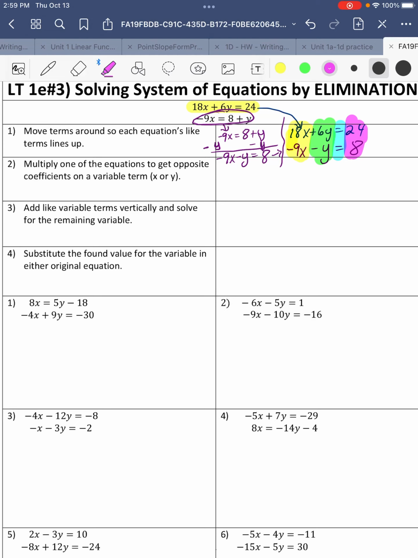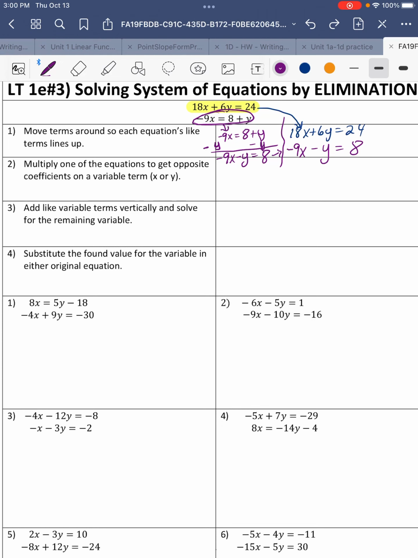Now, our next thing for elimination is we need to multiply one of the equations to get opposite coefficients on the variable terms. So we need to look at the x's. How can we multiply one of those to get it to equal the other? The bottom equation, we can multiply that by 2. That will give you negative 18, and the top is going to be positive 18. Or we could have done it with 6y and negative 6y. We could multiply the bottom equation by 6, and then you'll get a positive 6y and a negative 6y. So it does not matter which one you choose.